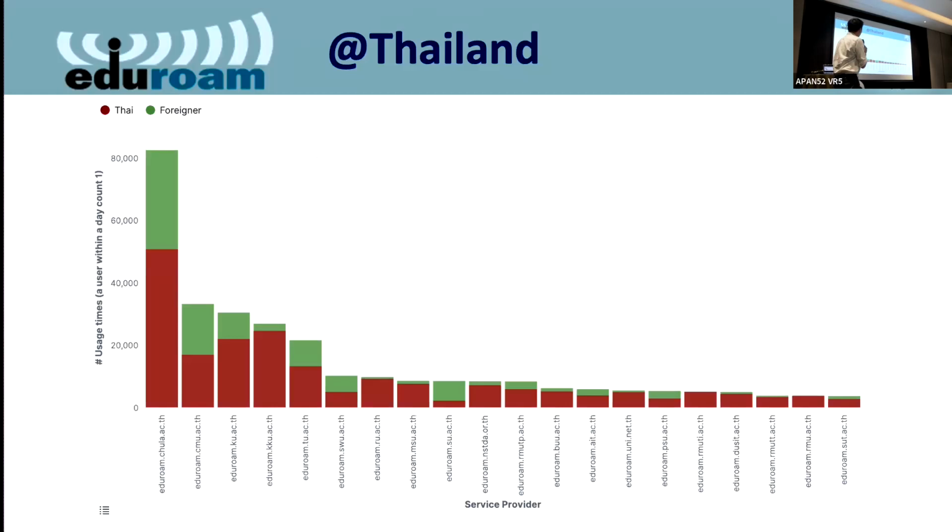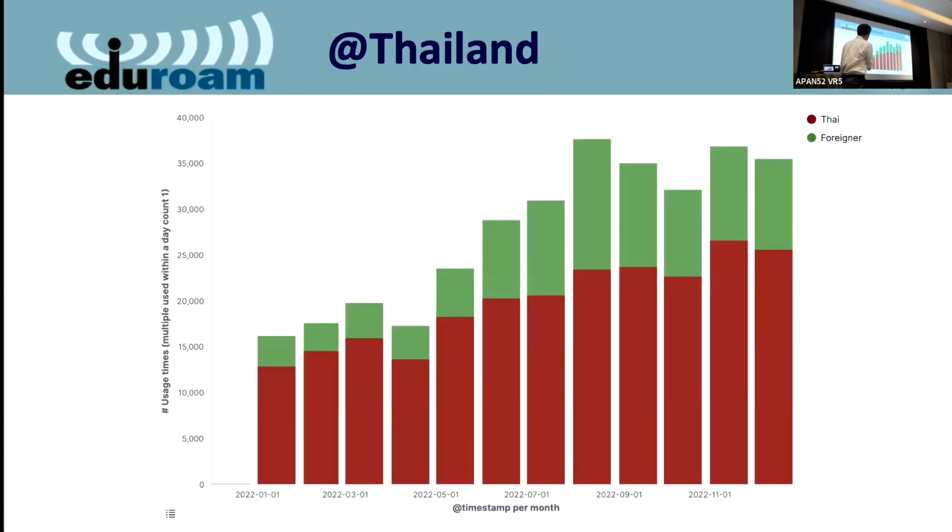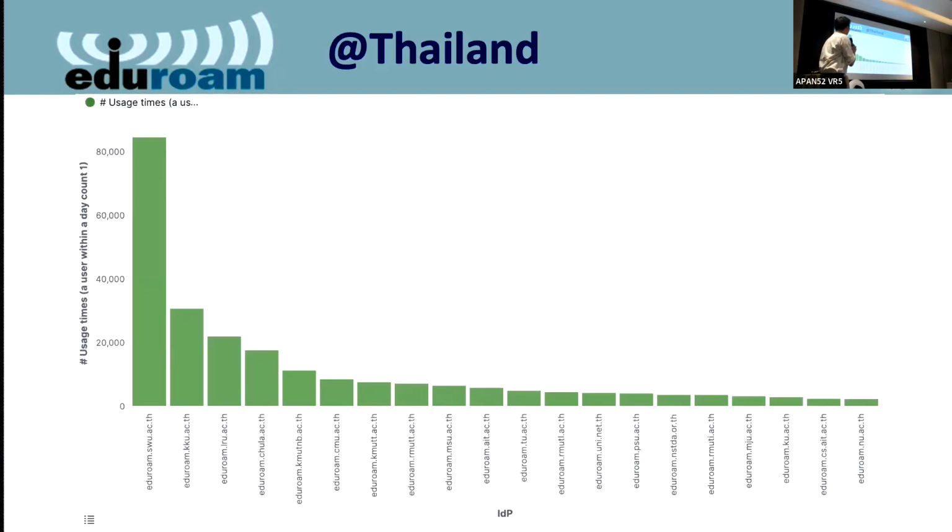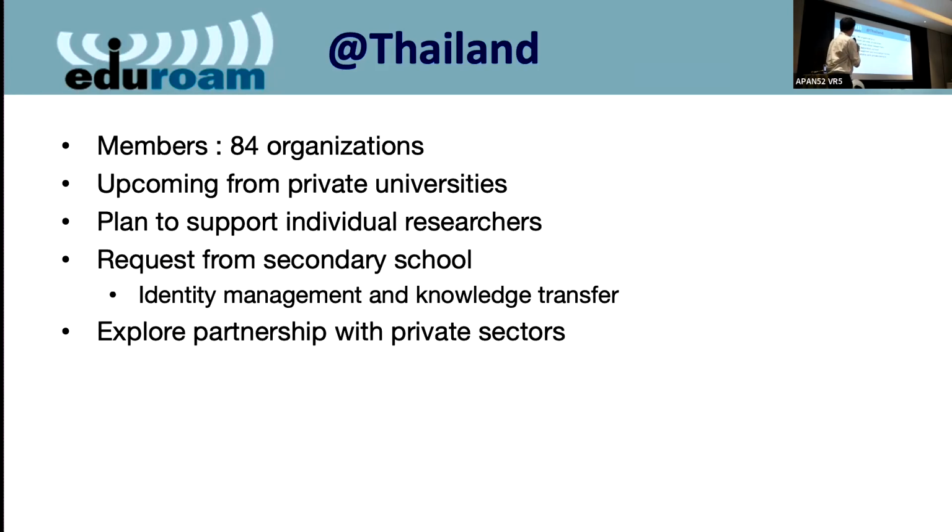Okay, this is the comparison between Thai users and foreign users. As you can see, some of the foreign users use our service as a service provider right here. The good thing is that the number of users is increasing every month, as you can see in this slide, which is good for me and for us. All right, so we can expand the community of eduroam. Okay, this is about the user accounts as well in terms of the identity providers. Some of the universities, this is my university, about the third one. Okay, I think that's all, the short update of the Thai federation.